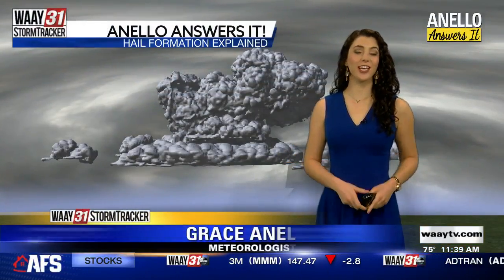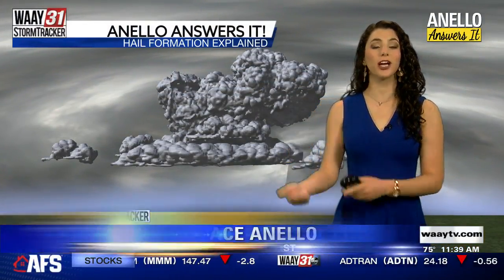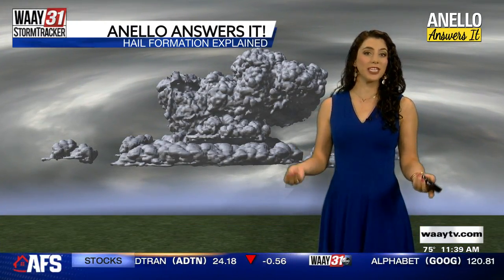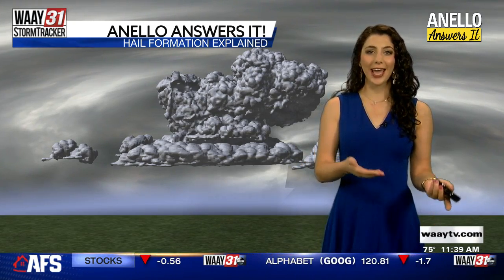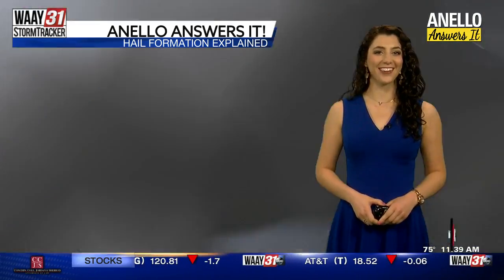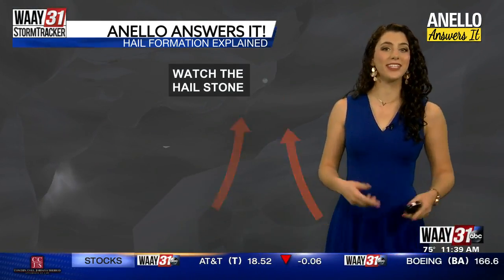All right, well, it's time for Anello Answers It. Last week and more to come next week, we had some strong thunderstorms in the area, and each of them produced pea-sized hail. But how do you get hail, which is ice, falling to the ground in the summer in North Alabama? Well, I would love to tell you. To do that, let's dive deep inside of our cloud.